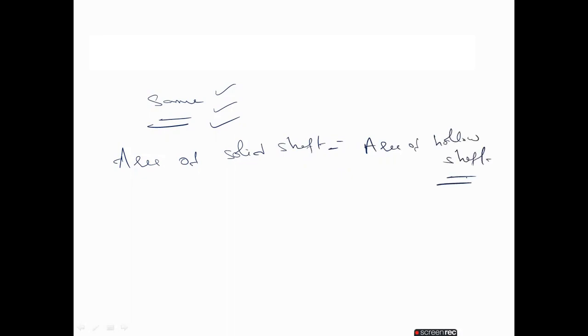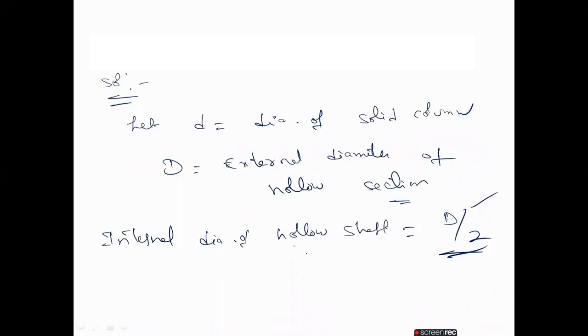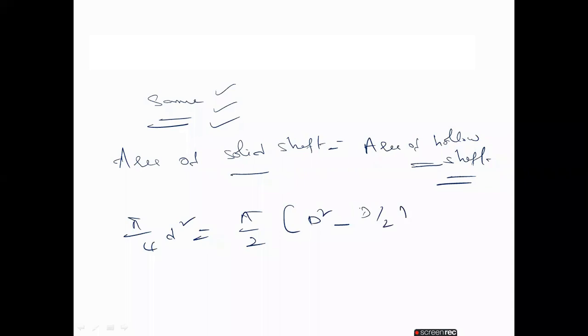So if you observe here, the formula for the area of the solid shaft is pi by 4 D square. The area of the hollow shaft is pi by 2 into capital D square minus small d square. Here the small internal diameter is capital D by 2, so substitute capital D by 2 whole square.